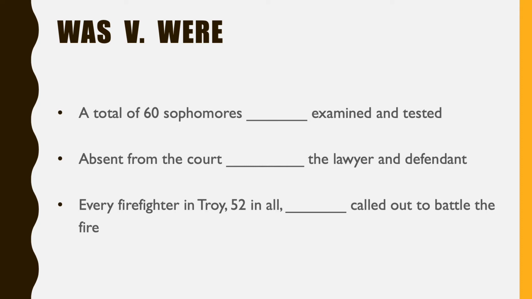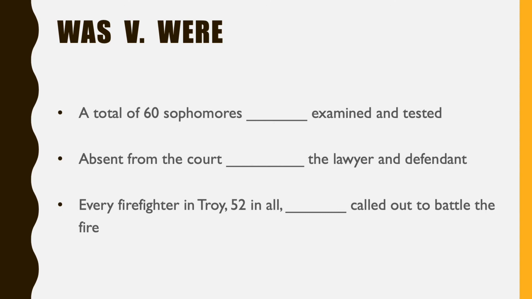Absent from the court, blank, the lawyer and defendant. This works the same way. We're going to use were because our subject is the lawyer and defendant, even though they're at the end of the sentence. So it would read, absent from the court were the lawyer and defendant. And then we have, every firefighter in Troy, 52 in all, blank called out to battle the fire.